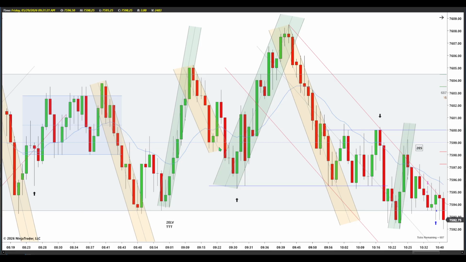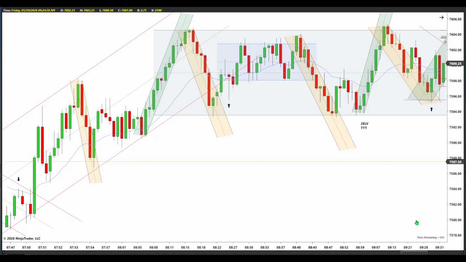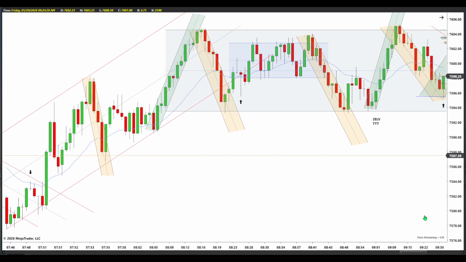I wanted this to be some kind of setup for me. Unfortunately, it does look like two legs down. This is kind of bouncing off in the middle of nowhere because I see this and I see, okay, this is a pretty decent setup. I do like that it's a break of this orange, test of the low. It looks like it's two legs down.